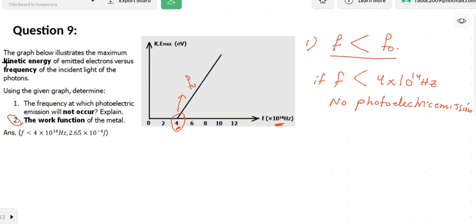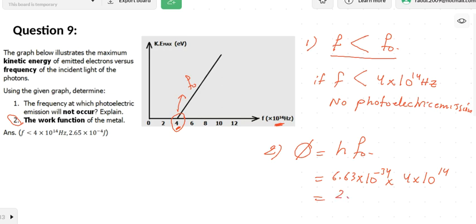Part number 2 is asking me to calculate the work function. If I know the threshold frequency, it's very easy to know the work function, because he didn't give me the y-intercept. So the only way to find the work function is to use the original formula, work function equals h f threshold, which equals 6.63 times 10 exponent minus 34 times the frequency 4 times 10 to the power 14. After using the calculator, we will get 2.65 times 10 exponent minus 4 joule. You see, till now this is a direct question. It's not that hard.